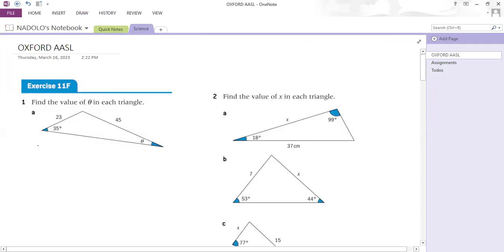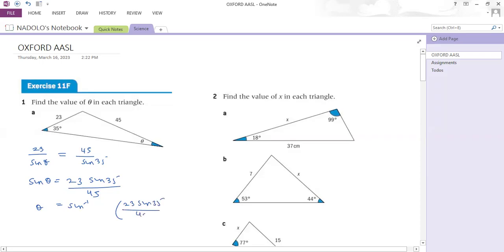And here we can say that 23 divided by sine theta should be the same as 45 divided by sine 35. So if you want to get sine theta, you can cross multiply, where you will multiply 23 with sine 35, and then divide by 45. So for you to get theta, you should do sine inverse of 23 sine 35 divided by 45.